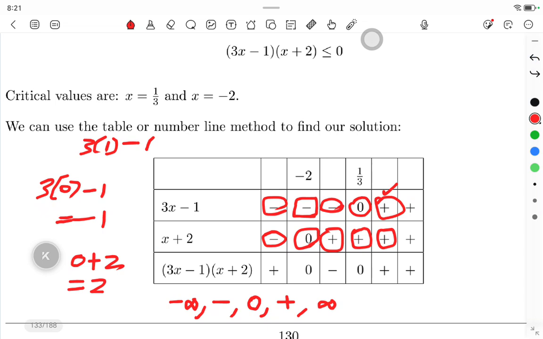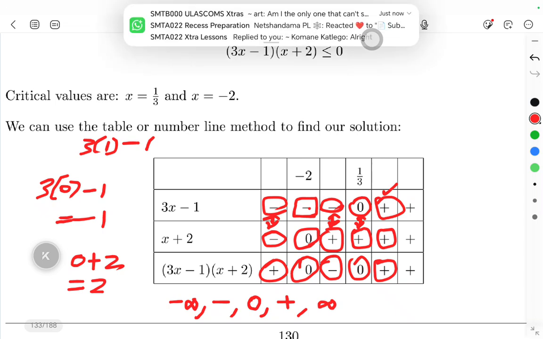If I multiply these two, negative times negative, I get a positive. Negative times 0, I get a 0. Negative times a positive, I get a negative. Then 0 times a positive, I get a 0. Positive times positive, I get a positive. And then now we need to check this.